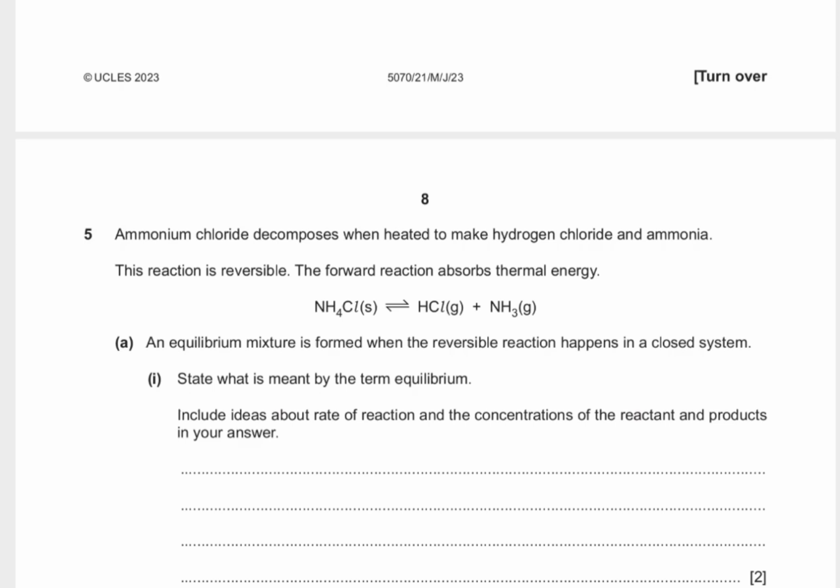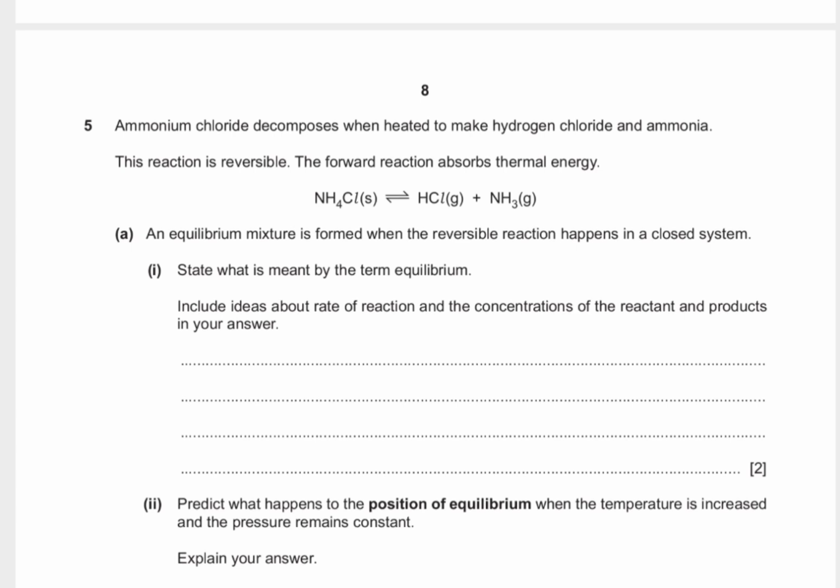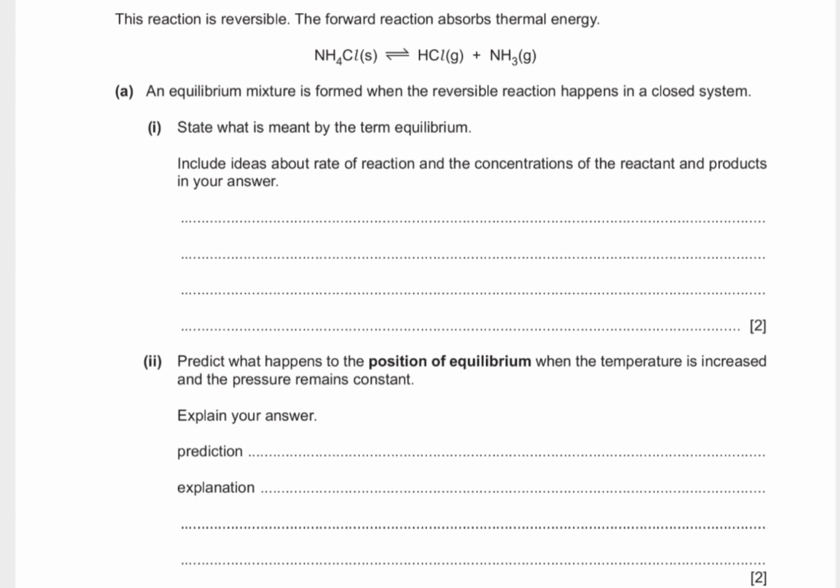State what is meant by the term equilibrium. What the term equilibrium stands for, include ideas about rate of reaction and concentration of the reactant and product. A reversible reaction means the rate of forward reaction is equal to the rate of backward reaction, and at the equilibrium stage the concentration of reactant and product will remain the same. So these two are the basic ideas here.